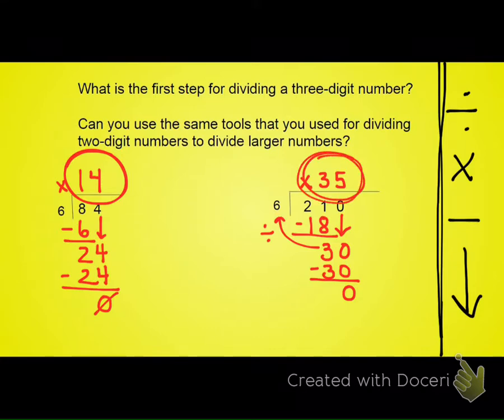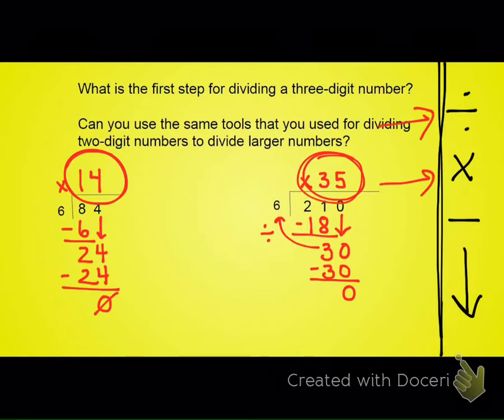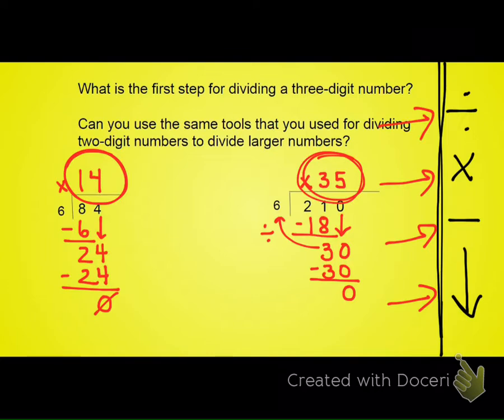So as you can see, no matter if there's a 2-digit or a 3-digit number that we're dividing, we still have the same steps. It's these steps right here. Divide, multiply, subtract, bring down. Those are the 4 steps we repeat over and over and over until we've run out of digits.